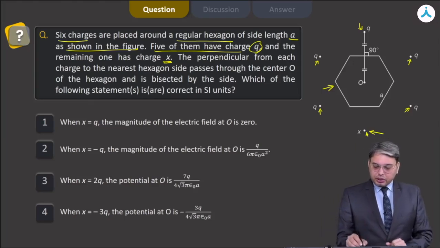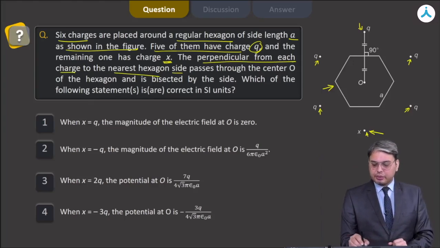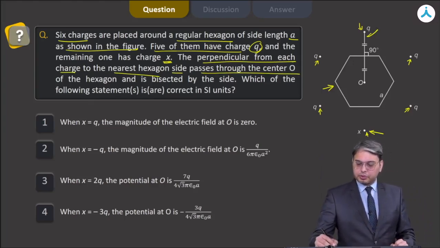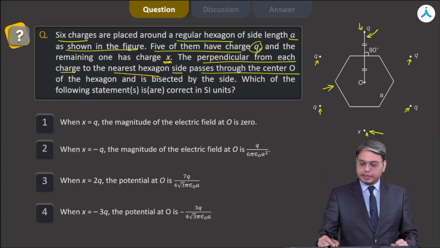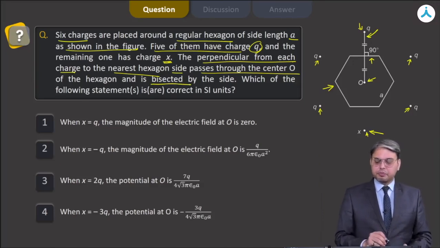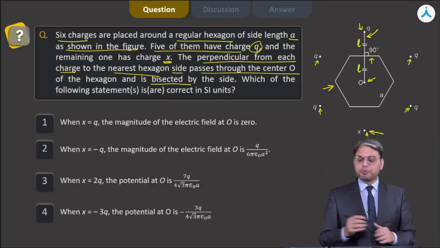The perpendicular from each charge to the nearest hexagon side passes through the center O. So this perpendicular drawn from any charge to the nearest side of the hexagon would pass through the origin O. And it is bisected by the side, that means if the length here is L, this would also be equal to L.